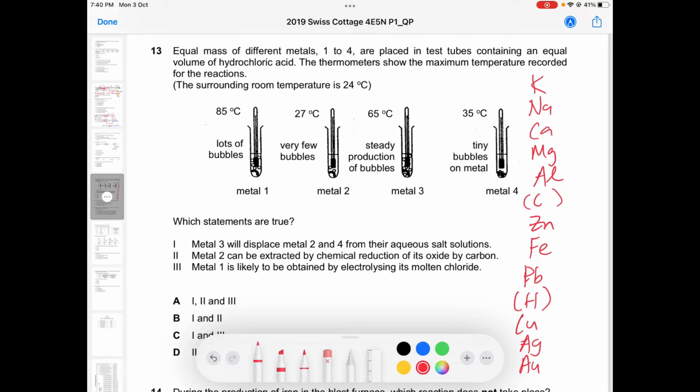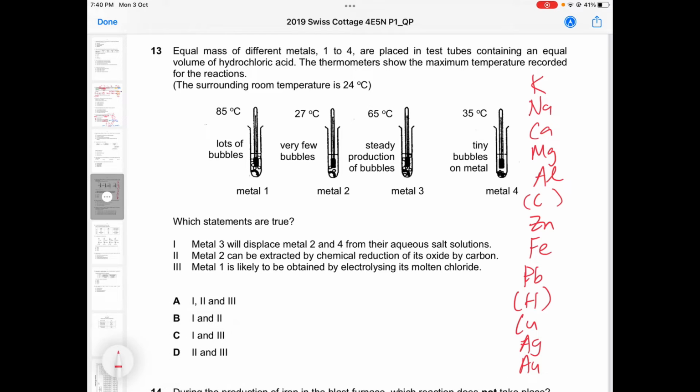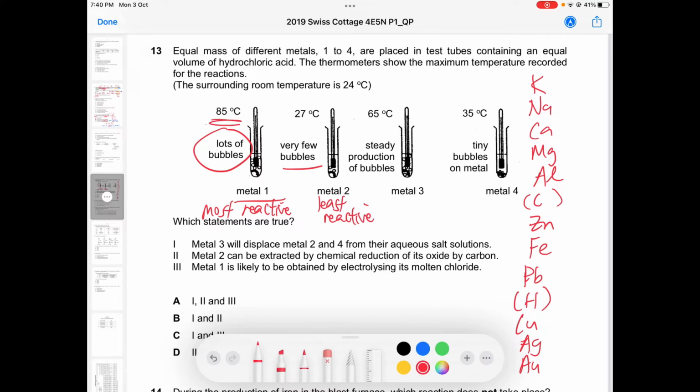So the first one, you look at here, lots of bubbles. So this is the most reactive. And then of course this is the least reactive. So you look at the temperature here. Surrounding temperature started at 24 and it ended at 85 degrees Celsius. So this is very exothermic. Your surrounding reaction increases in temperature.